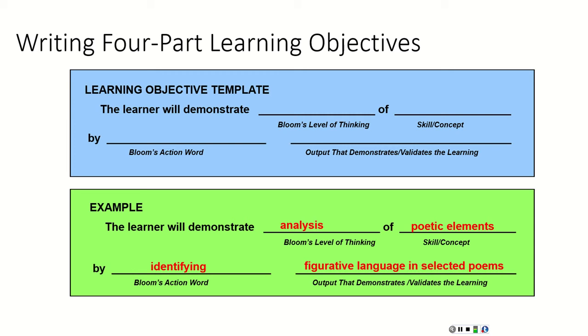So the example I'll use is from a language arts standard. So in this case, students are expected to know about poetic elements. So for this lesson, the learner will demonstrate analysis. So the level of thinking is analysis. The skill or concept is poetic elements. And then they're going to identify figurative language in selected poems. So action word, and then the output that demonstrates that they can analyze poetic elements.